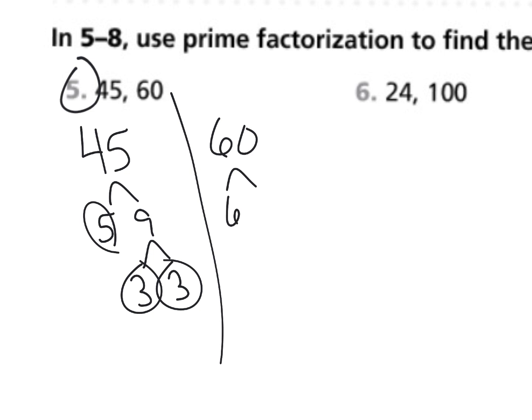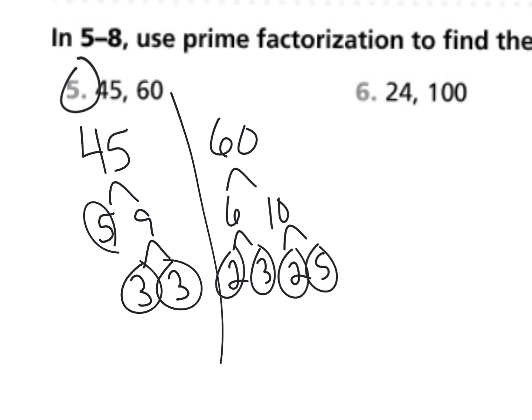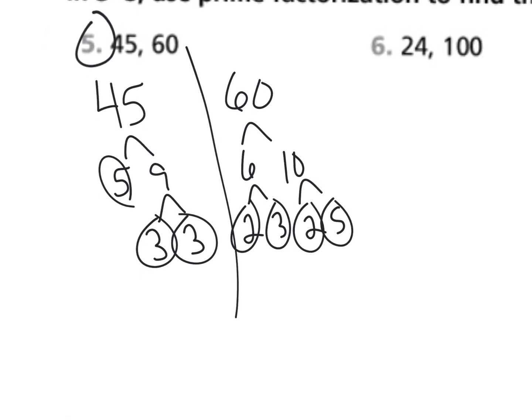60, different options. We could do 6 times 10. 6 is 2 times 3. 10 is 2 times 5. And then at this point, for greatest common factor, we're going to look for factors that both of these have in common. We're going to look at these circled numbers on each side of this line that I drew and see which ones match up.